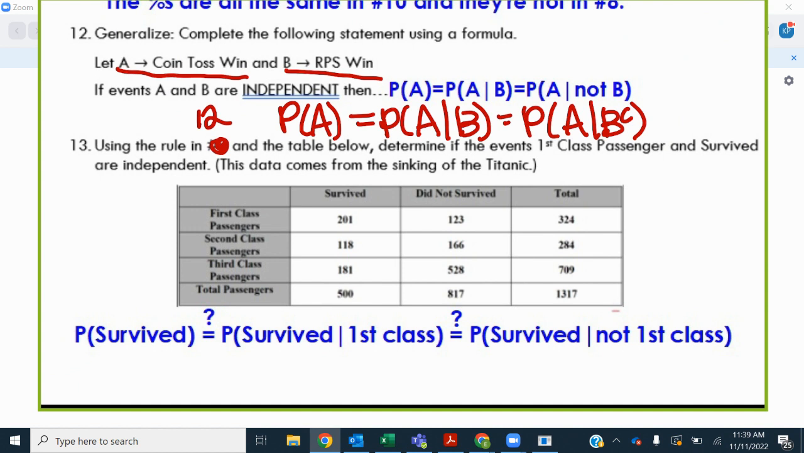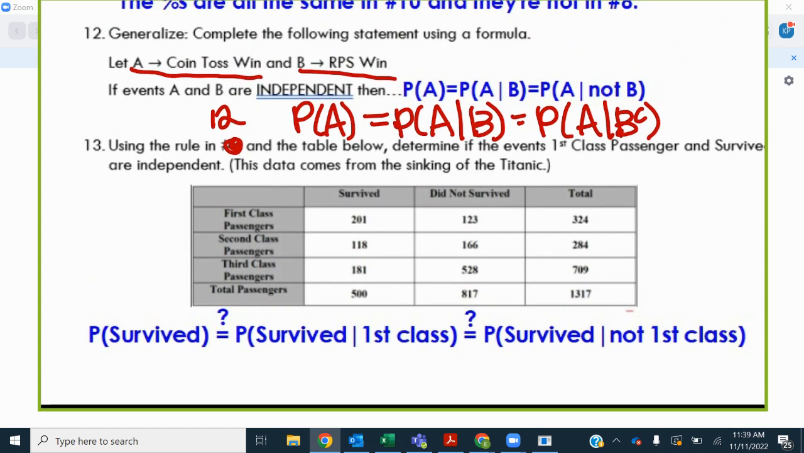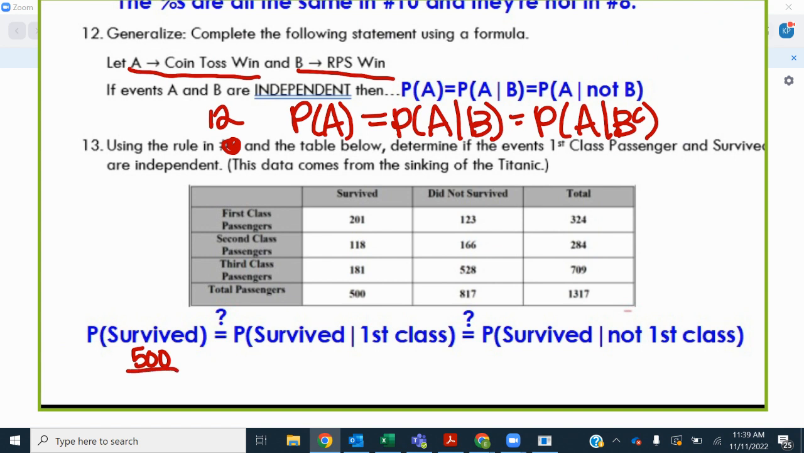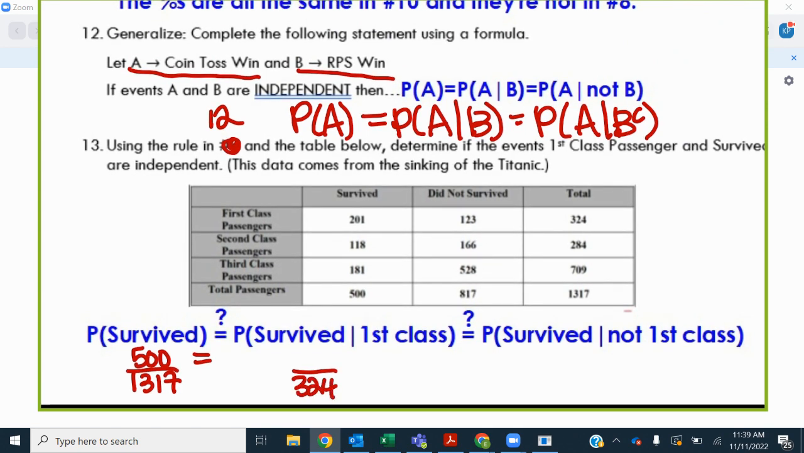So if they're independent, then your class on the Titanic will not affect the rate of survival. And so we're going to look at the survival rate in general, then look at the survival rate from first class, and then look at the survival rate from not first class. So P of survived is 500 people survived out of about 1317. Then we can look at survived given first class. So out of all the first class passengers, there were 324 first class passengers, and 201 of them survived.